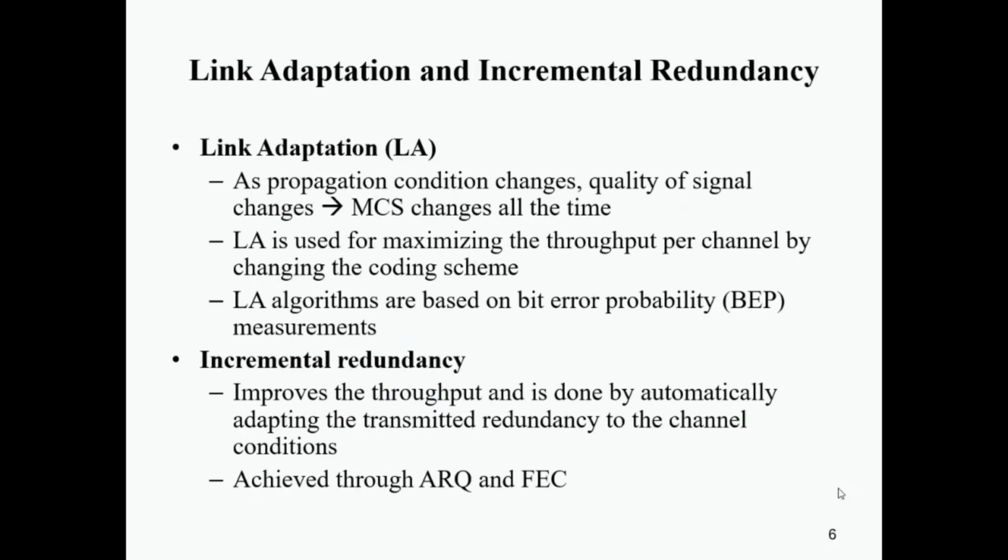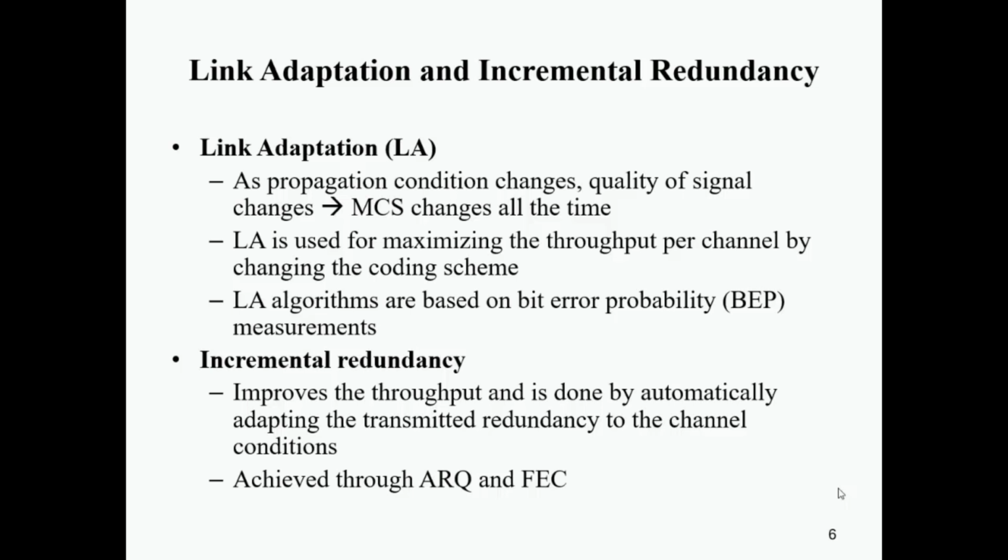Link adaptation, or the LA module, continuously monitors and measures the propagation condition and uses the appropriate modulation and coding scheme according to the quality of the signal. Basically, the purpose of LA is to achieve as high a throughput as possible. First we use a higher modulation scheme. If some failure occurs, we can switch to a lower modulation scheme. And this algorithm is based on the bit error probability, which is BEP. As the bit error probability increases, we keep changing the modulation scheme.